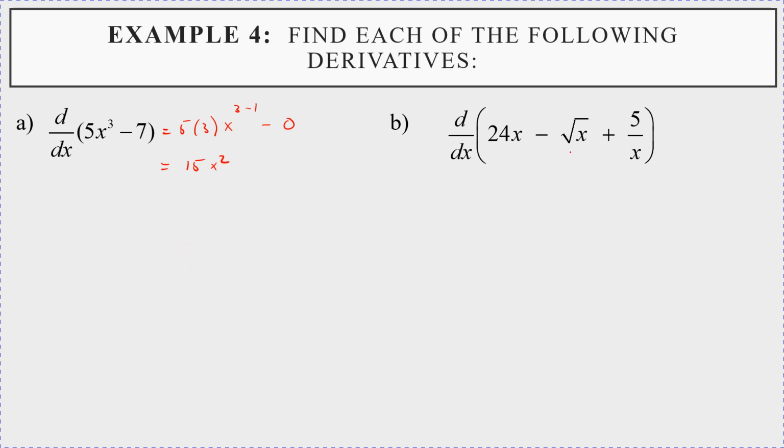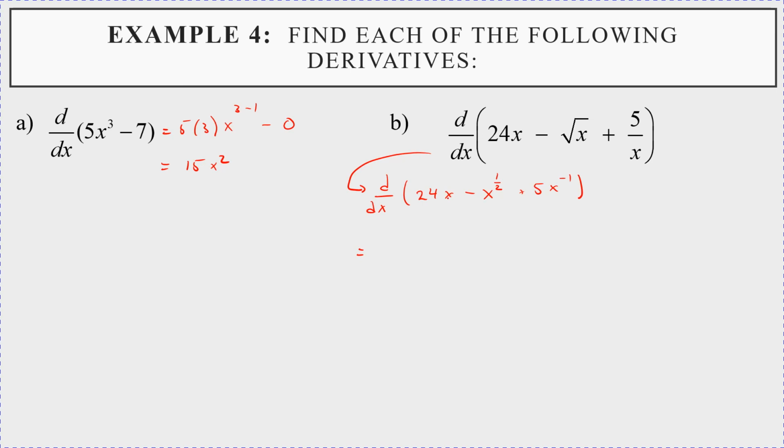All right, even before I tackle this one, with the square root and 5 over x, I'm going to rewrite it so it's just a little bit easier. Derivative with respect to x of 24x, I'm going to rewrite the radical as x to the 1/2. And then this I'm going to bring up as x to the -1. All right, now I'm ready to differentiate here.